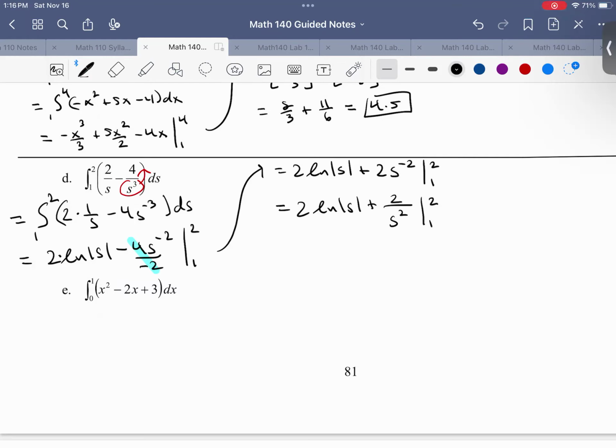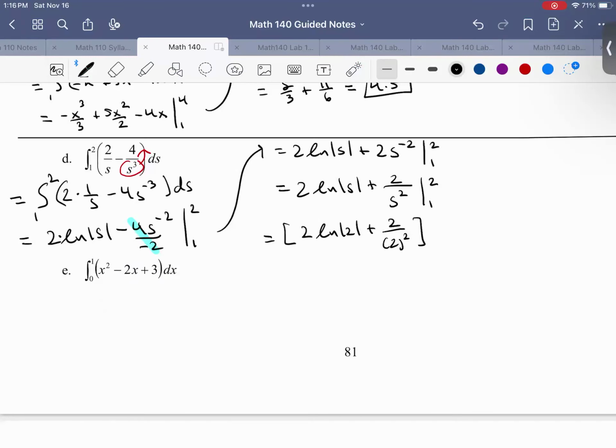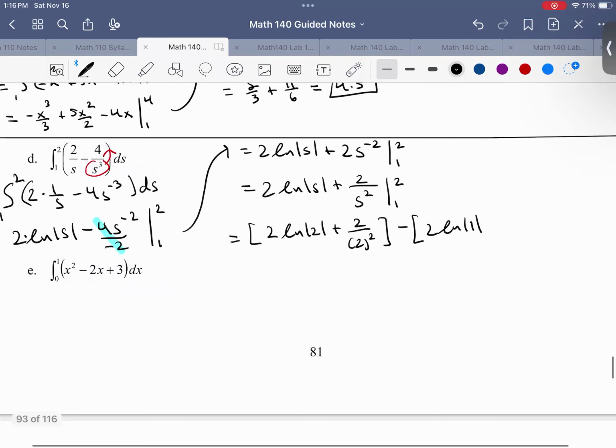So we integrated, and now we're good to go to plug in 1 and 2. So what I'll have here is brackets 2 natural log of 2 plus 2 over 2 squared, minus 2 natural log of 1 plus 2 over 1 squared.